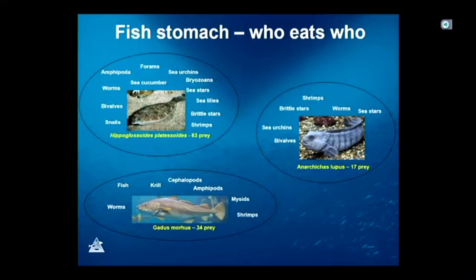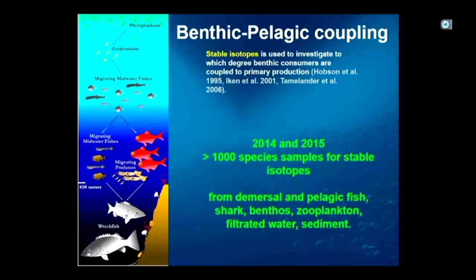What we also did was we looked into the stomachs of fish. We tried to ask ourselves who eats who. That is a very important component of the ecosystem understanding in this area. And we also collected tremendous amounts of biological material for stable isotope analysis, to try to see in the entire ecosystem from the top to the bottom how it is linked, the benthic-pelagic linking in this area.